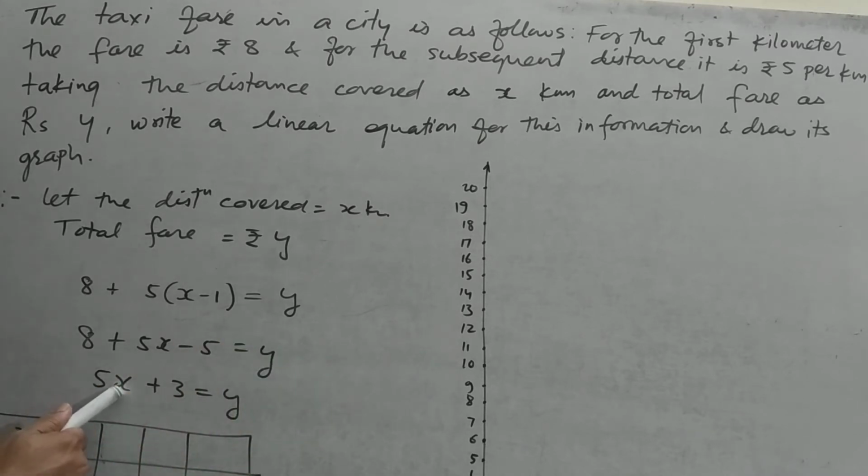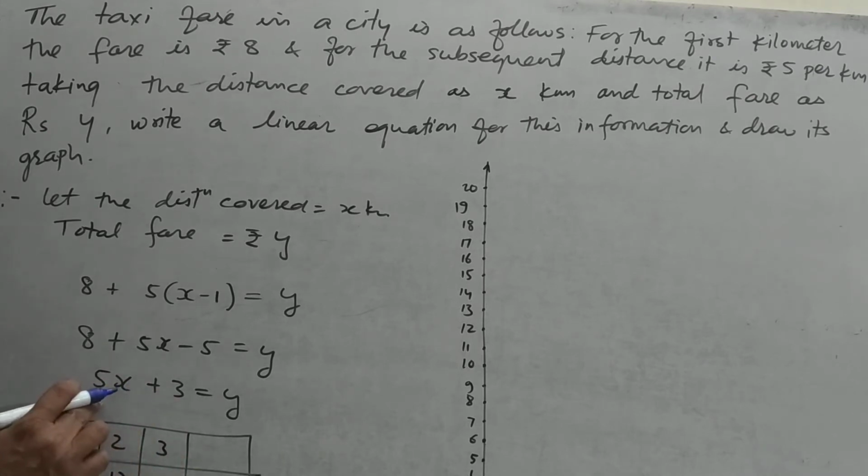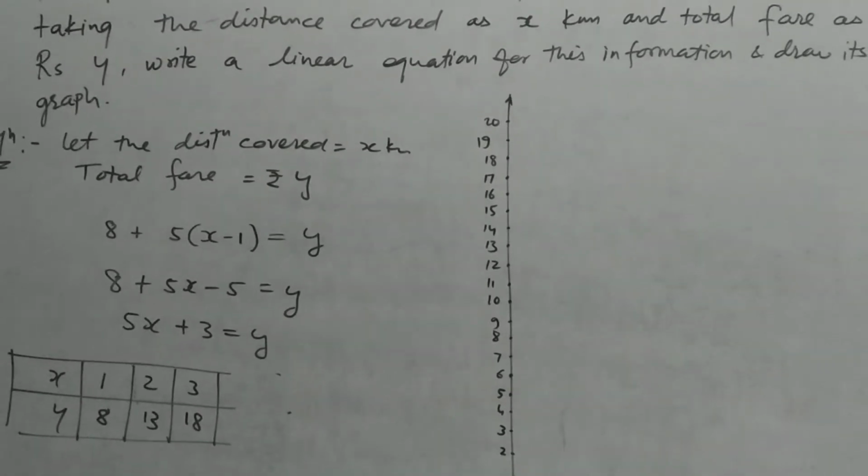You put x equal to 1. 5 ones are 5, plus 3, 8. So 1 kilometer is 8 rupees. For 2, 5 twos are 10 and 3 makes 13. For 3, 3 fives are 15, plus 3 is 18. You try and make more values, so that you can get the graph properly.